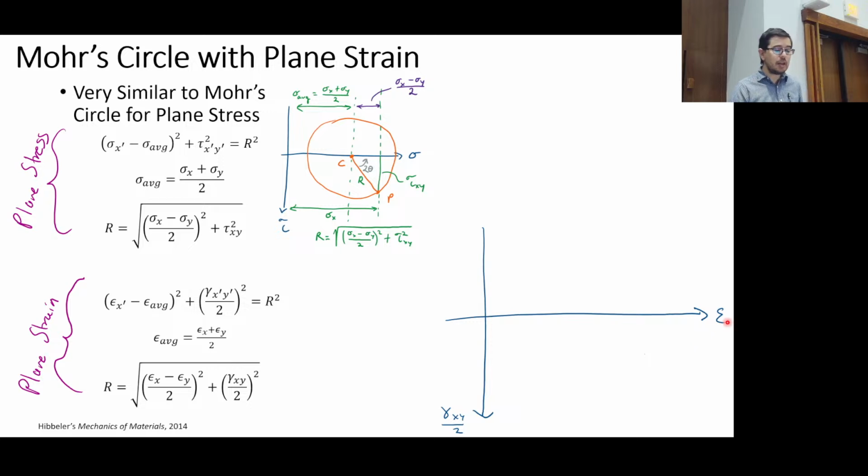this. We have epsilon on the horizontal axis and gamma xy over 2. And you can kind of see that here. Remember this, x squared plus y squared is equal to r squared. That's the equation for a circle. And here it was just tau squared. But here it's gamma x prime y prime over 2.